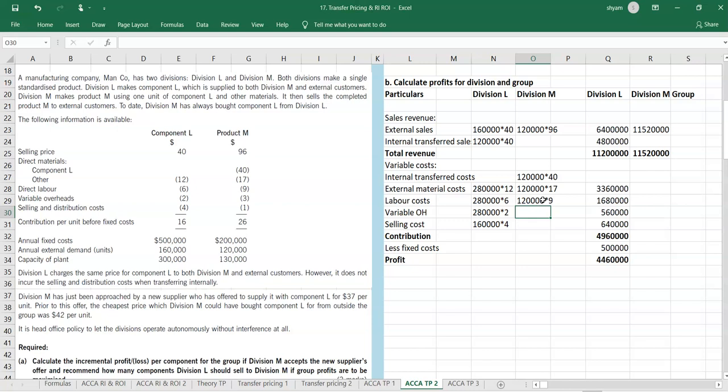Then we have labor cost, which is $9. And variable overhead, which is $3. And sales cost is $1. So we can take all these numbers, put it here and get the answer.